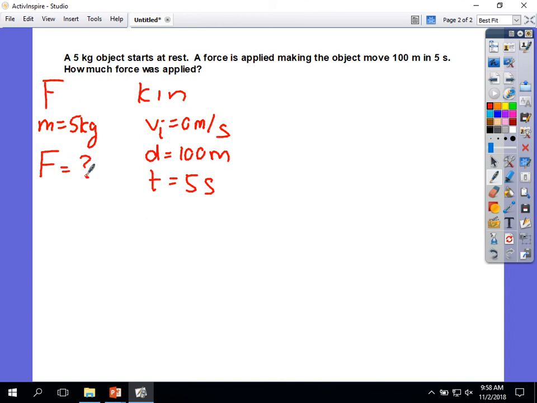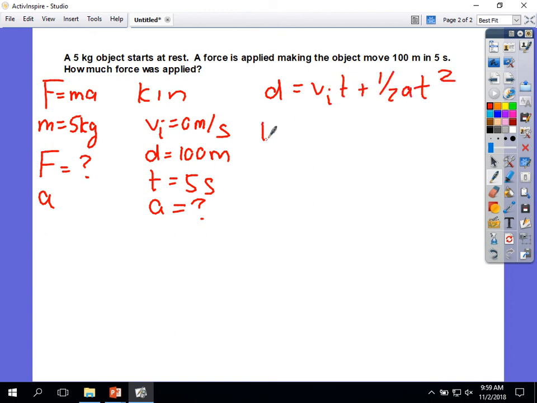I only have one equation for force, F equals ma. I need m and a. I need to know what a is. Well, I can't solve it with that equation. That's the only equation I have on the force side. So what about the kinematic side? Do I have an equation that can help me solve for a? I do. That would be, in this case, d equals VIT plus 1/2 AT squared.